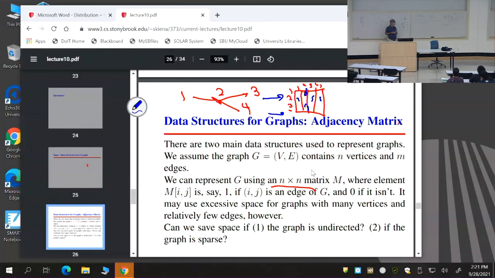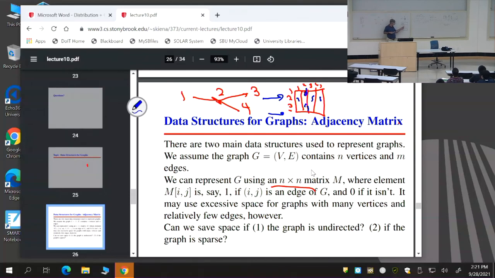Can I represent self-loops with an adjacency matrix? How do I represent self-loops? Well, that's an edge from vertex i to vertex i. That's exactly the cells in the diagonal of this matrix. If I put a 1 there, I've got a self-loop. How do I represent two copies of an edge from i to j?